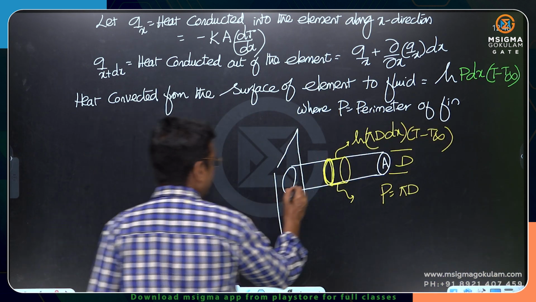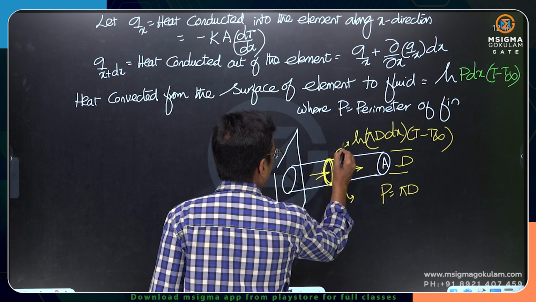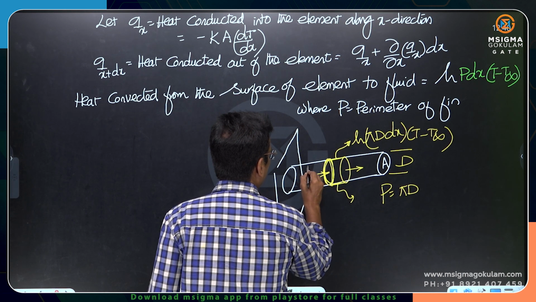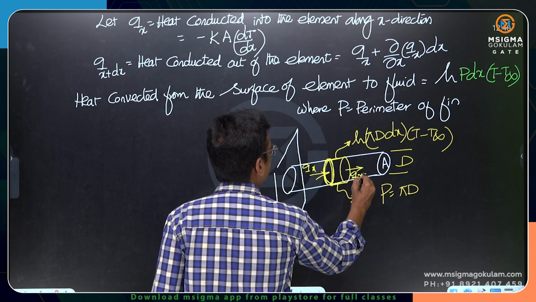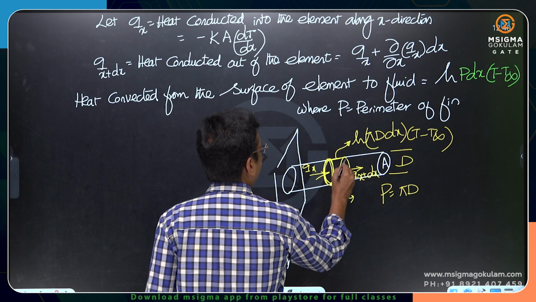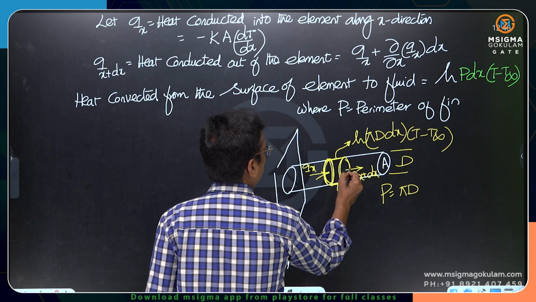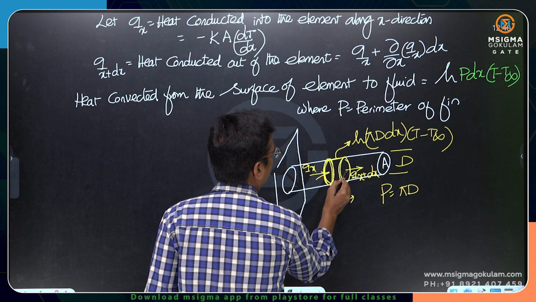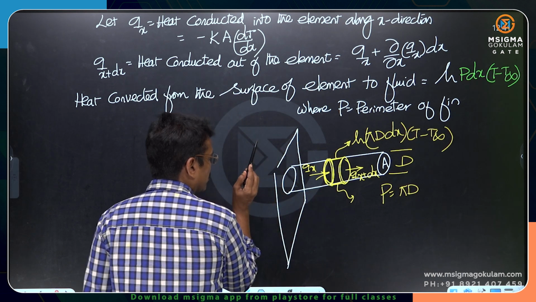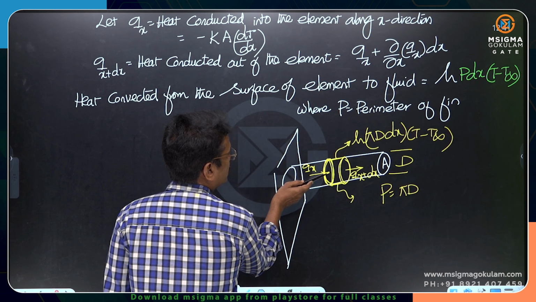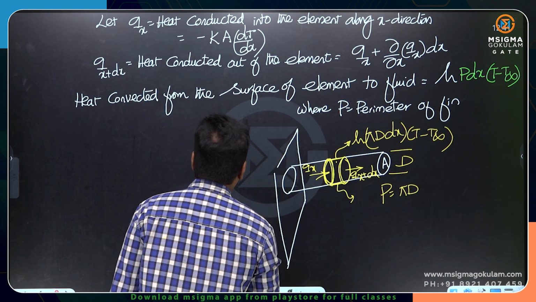Now, Qx is the heat conducted into this. Qx plus dx is the Q conducted out of this, and Q convected is from the surface of the element. This is Qx. This is Qx plus dx. And the element is in steady state. That means the entering energy should be equal to the leaving energy. This is entering, this is leaving, this is also leaving. Therefore, for steady state of the element, the energy balance says Qx should be equal to Qx plus dx plus Q convected from the surface of the element.